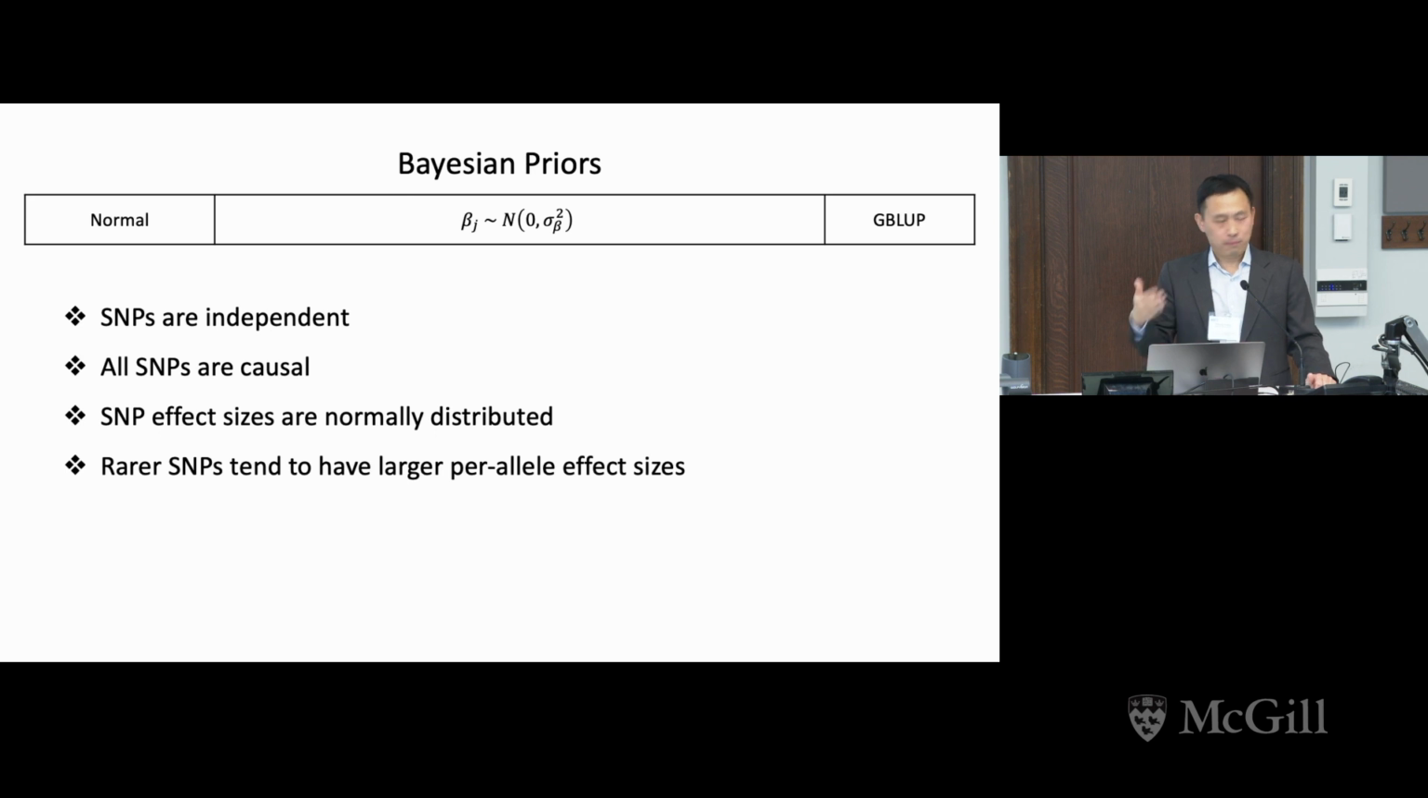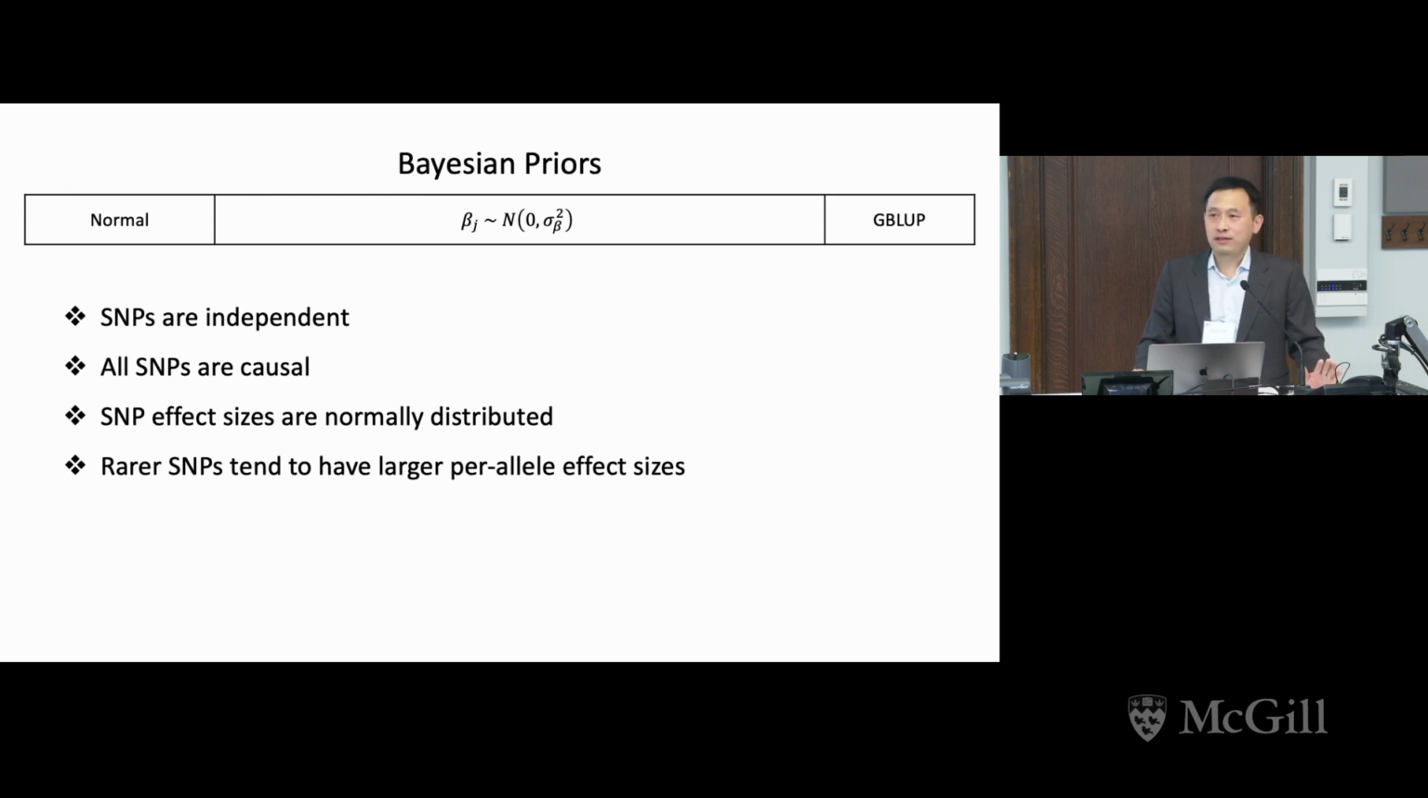So that basically assumes the betas are independent, all the SNPs are causal, which is an assumption from the infinitesimal model, and you assume they are normally distributed. Because we usually model the variance explained of the beta, the smaller the allele frequency you have, the larger the effect you have. That's one of the side effects of doing this modeling.